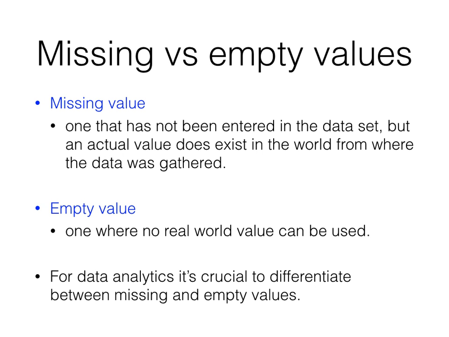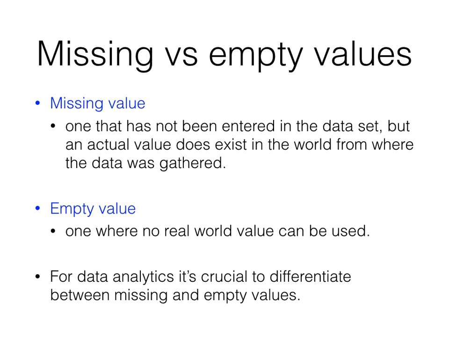With our missing values, there's a difference between missing values and empty values. Missing values are values that haven't been entered into the data set, but there's an actual value that is in the world. It just wasn't put into the database. And we can contrast that with the empty value. Empty values are ones where there's no real world value that can be used. And it's usually really important to be able to differentiate between missing values and empty values in data analytics.